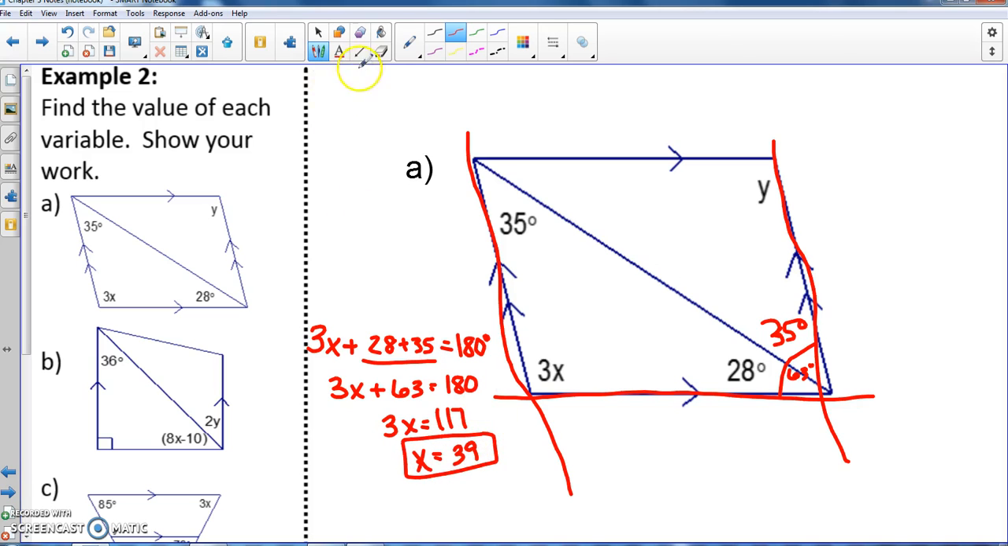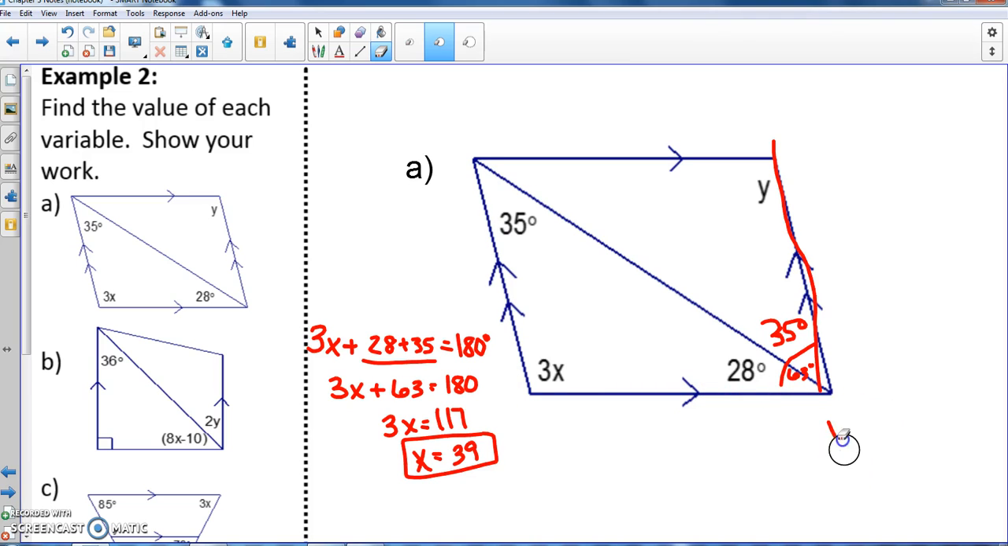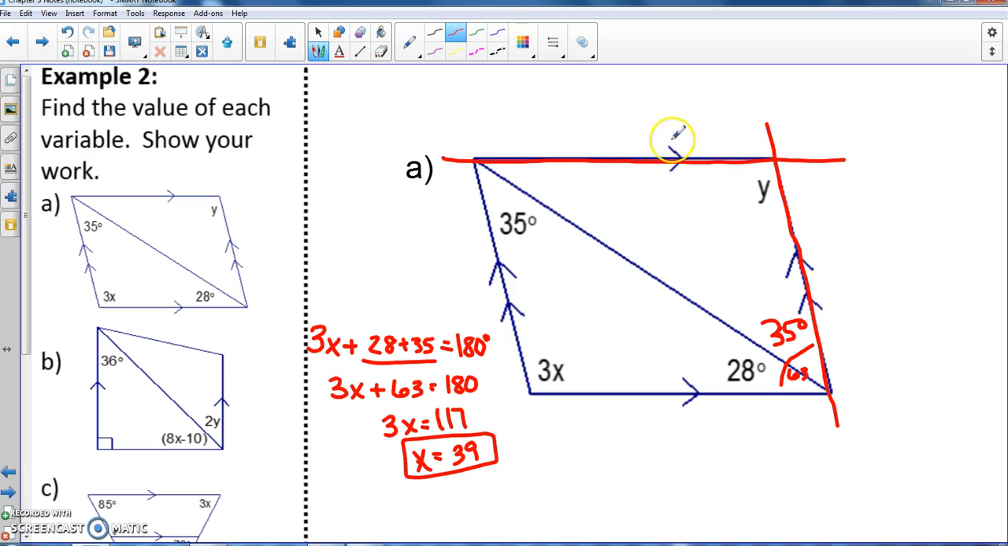All right, now I'm going to erase, and we need to find y. But anytime I find angle measures, I'll keep those in there. So now I need to find y. Y is touching this line and this line, so I'm going to extend those out. Now notice this time the one that's marked parallel is the single one, so we need to draw in the other single arrow. So now I've got these two parallel lines cut by this transversal.